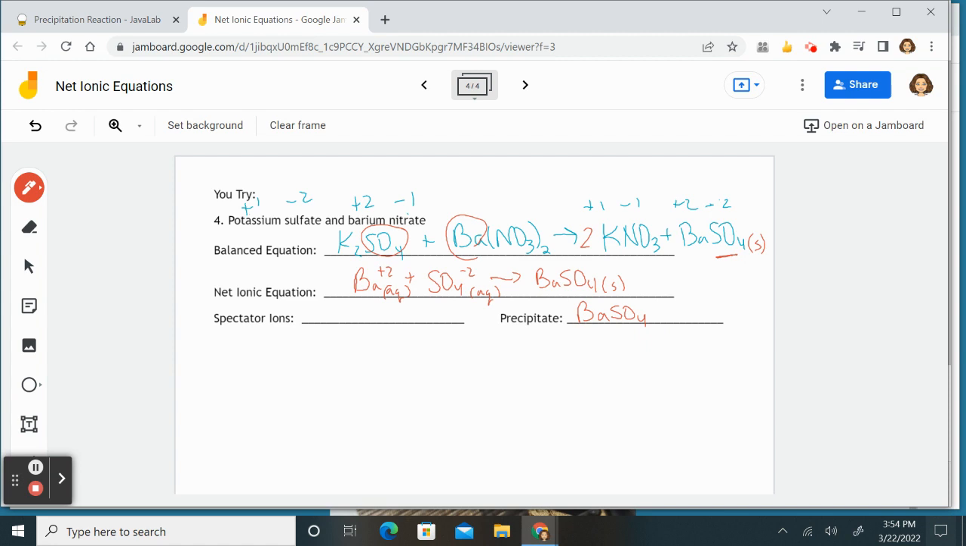And our spectator ions are the ones that aren't part of the precipitate. Since these are part of the precipitate, then our spectator ions are potassium and nitrate. So our potassium and our nitrate. All right, so we'll practice this more next time.